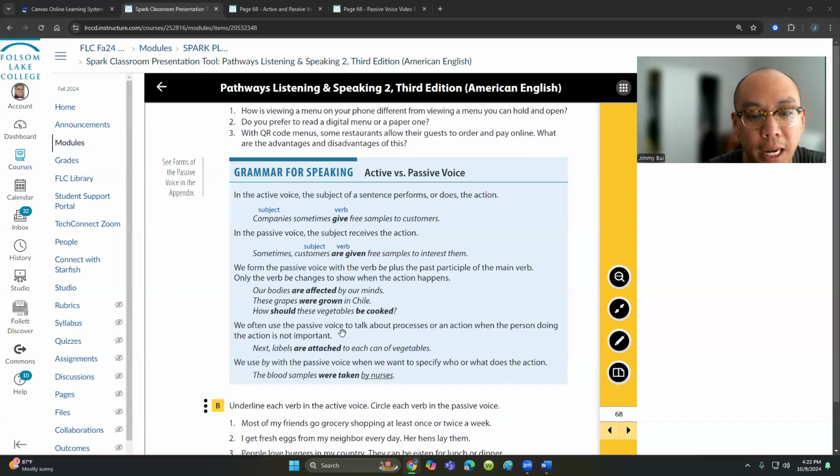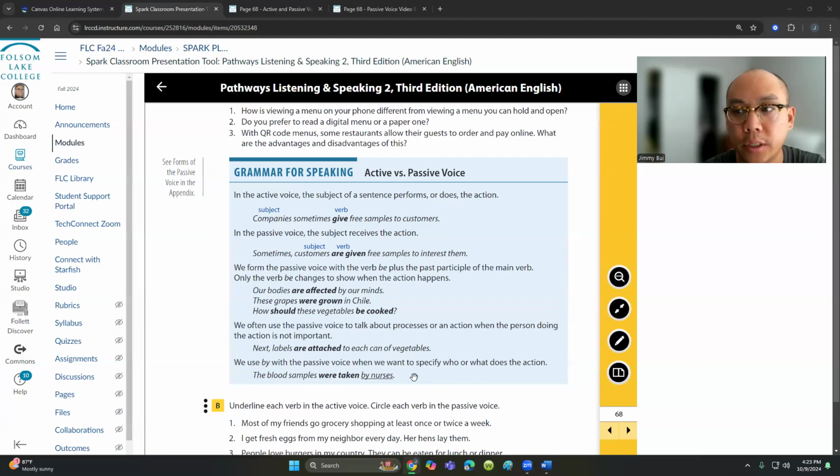We often use the passive voice to talk about processes or an action when the person doing the action is not important. Next, labels are attached to each can of vegetables. We use by with the passive voice when we want to specify who or what does the action. The blood samples were taken by nurses.